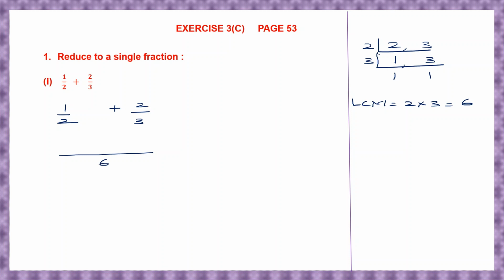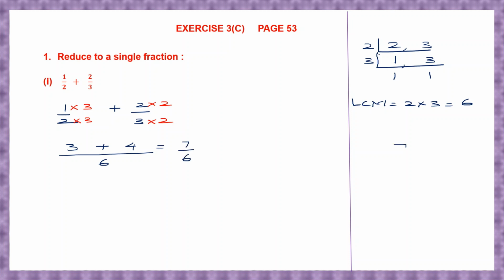Now look at the first denominator here. 2. 2 3s are 6. So we multiply 1 also by 3. 1 3s are 3. Then plus, we go to the next fraction. The denominator is 3. The 3 into 2 is 6. So we multiply this also by 2. 2 2s are 4. So 3 plus 4, which is 7 by 6.